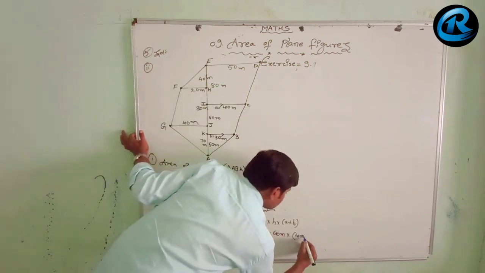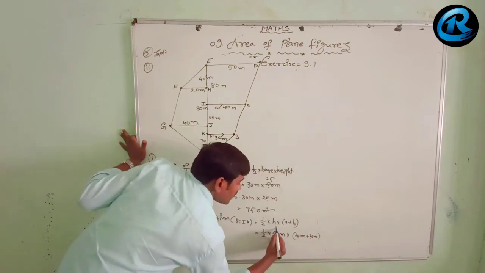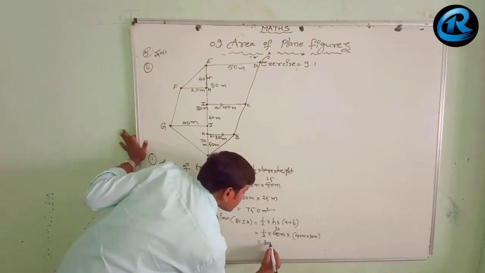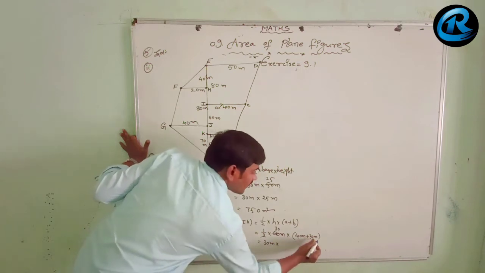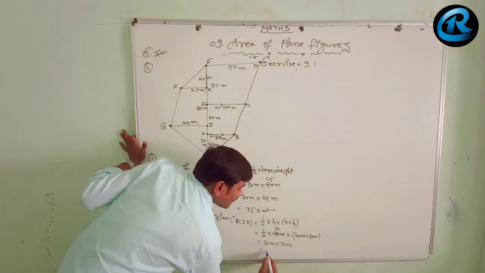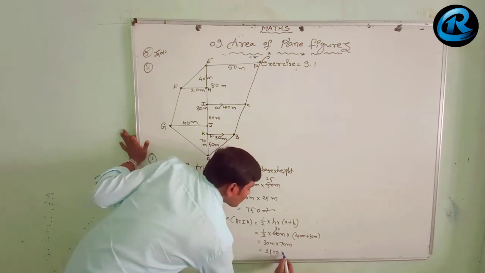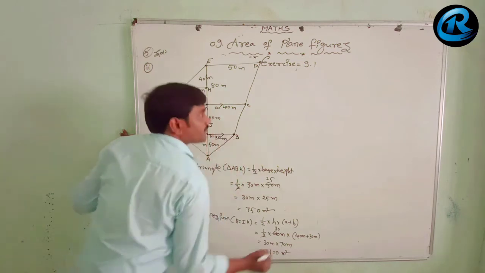40 meters plus 30 meters. So 2 ones are 2, 30s are, that is equal to 30 meters into 40 plus 30, that is 70 meters. 30 into 70, that is 2100 meters square.